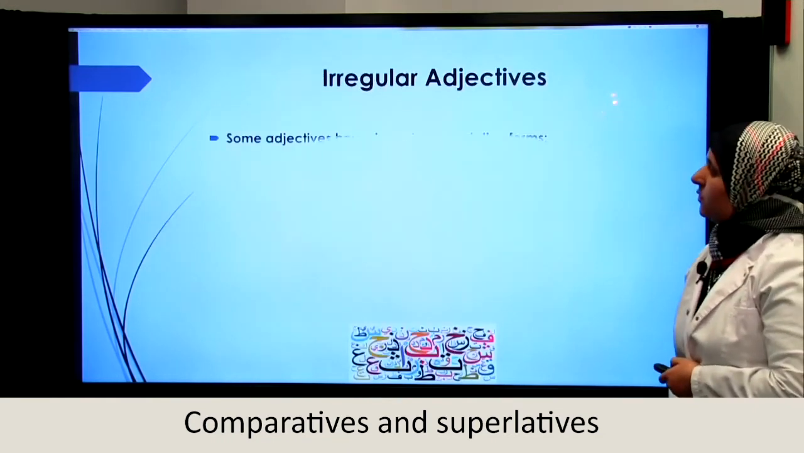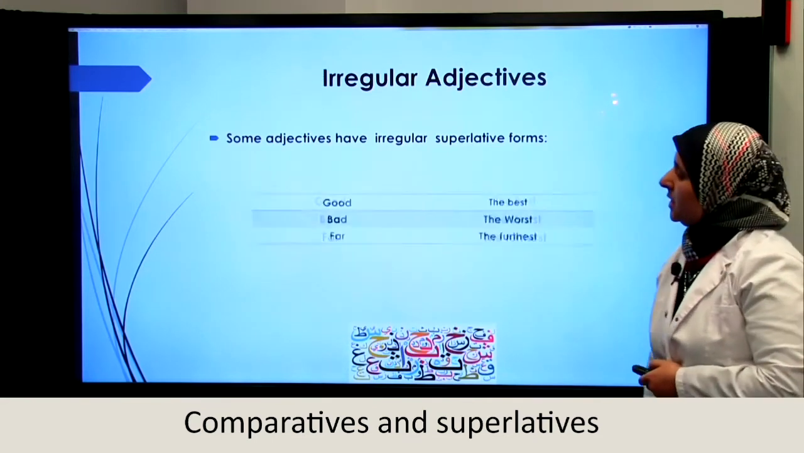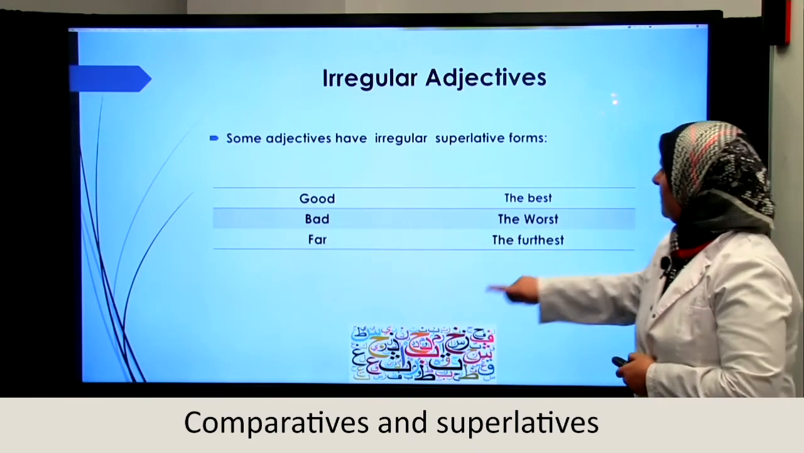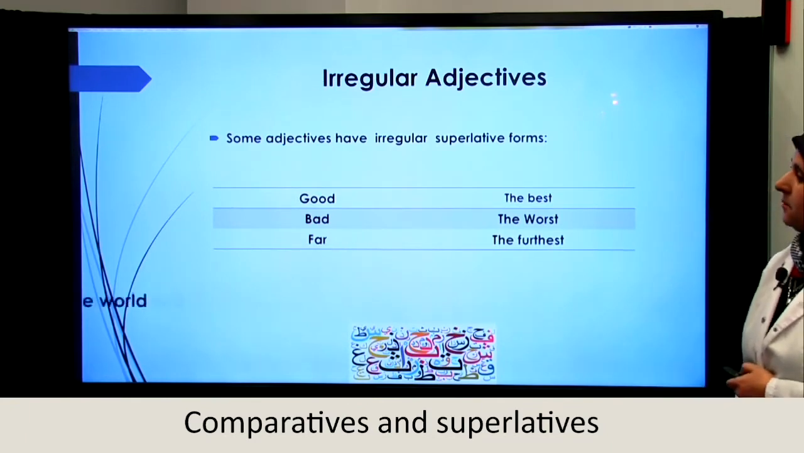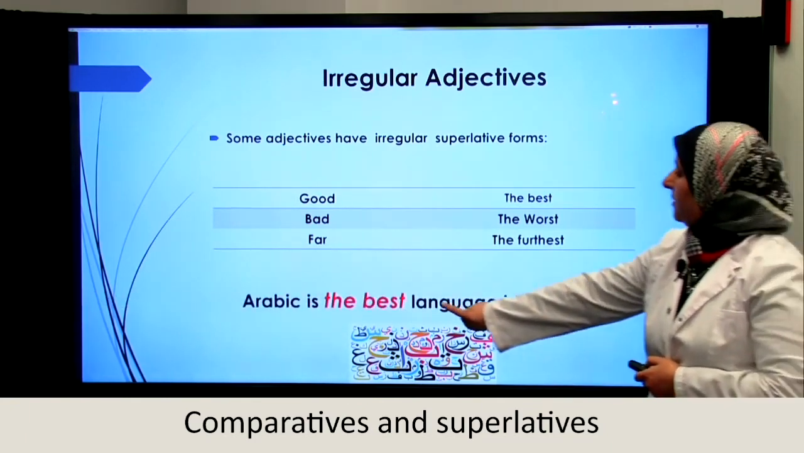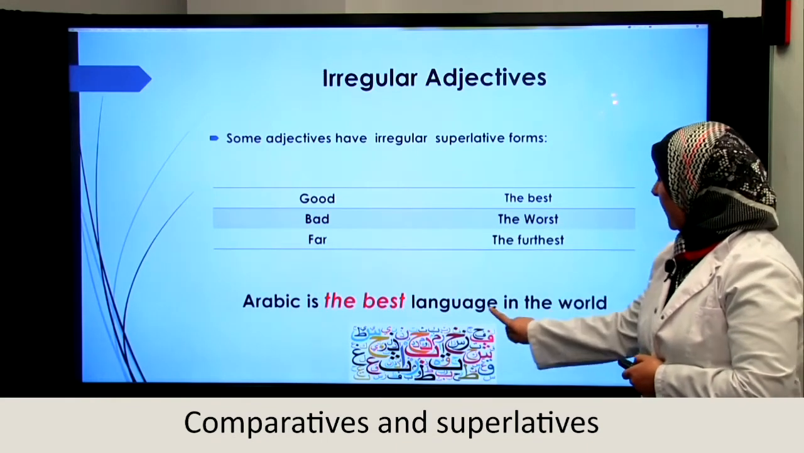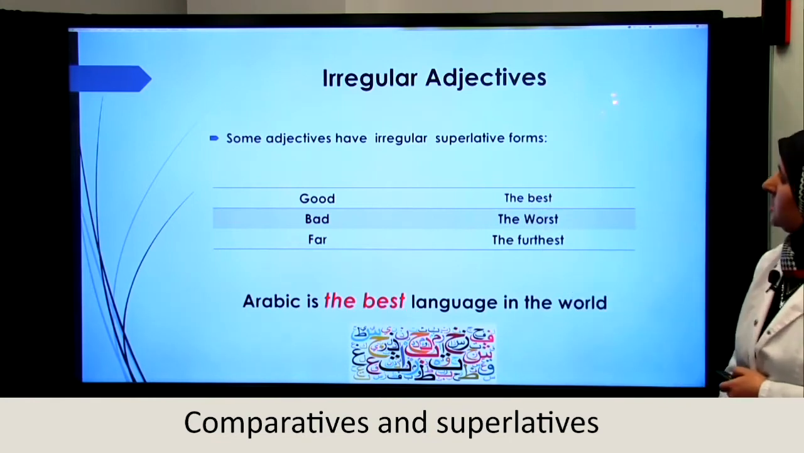Irregular adjectives also for superlatives. Some adjectives have an irregular superlative form. Example, good is the best, bad, the worst, far, the furthest. Example, Arabic is the best language in the world, so the best is the superlative of good. Here we are comparing Arabic to all languages of the world.